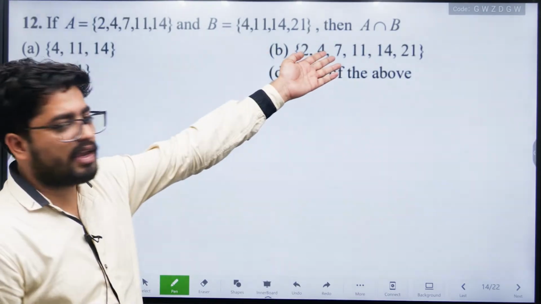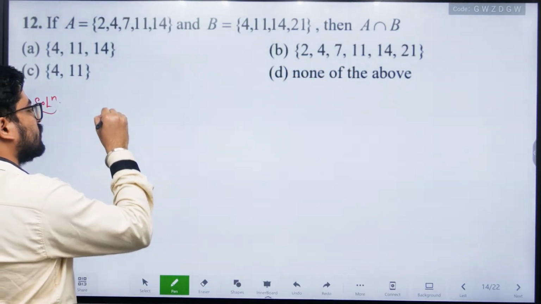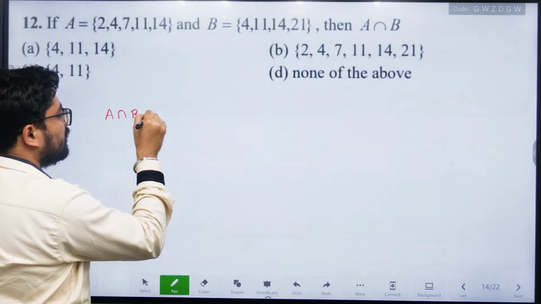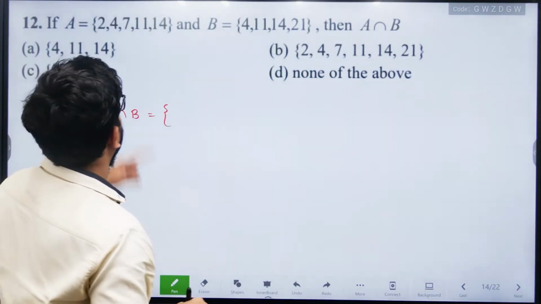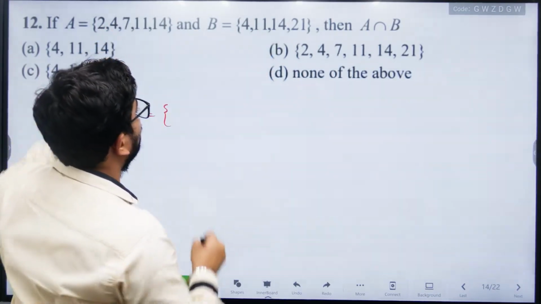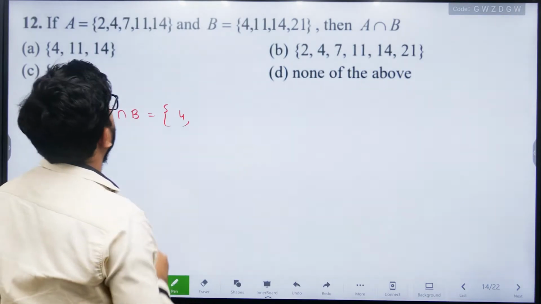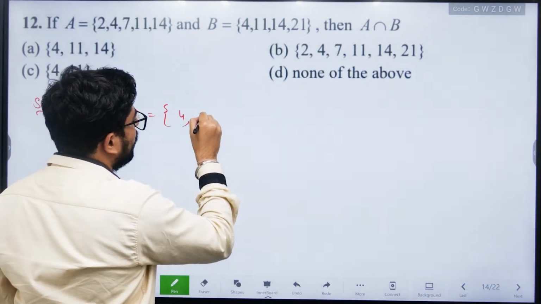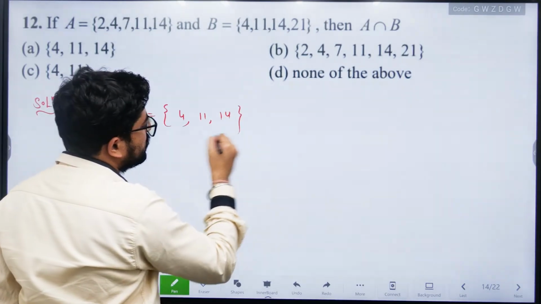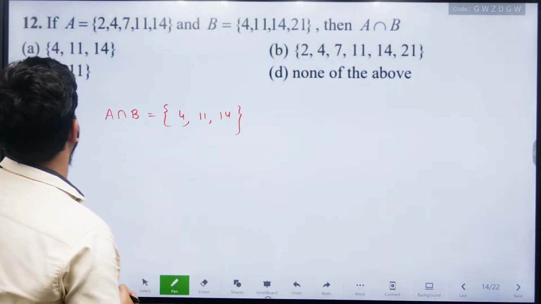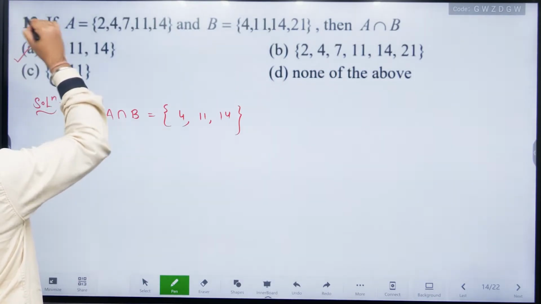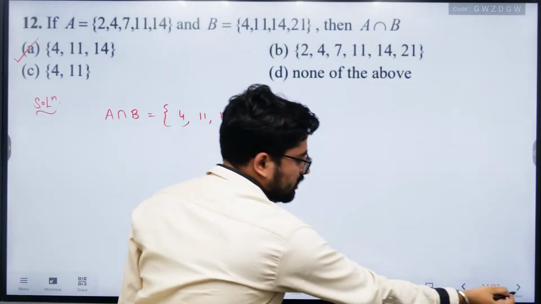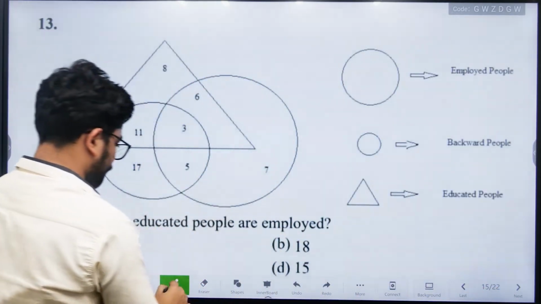A is this, B is this, A intersection B. A intersection B is the collection of common elements. Is 2 common? No. 4? Yes, 4 is common. 7? No. 11 is common, 14 is common. So 4, 11 and 14, these three elements are common. So this is your intersection, and the answer is A here.